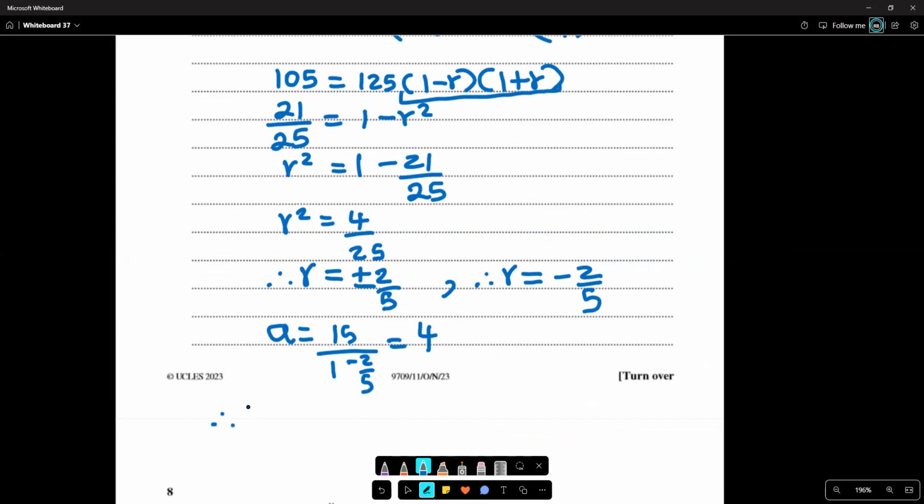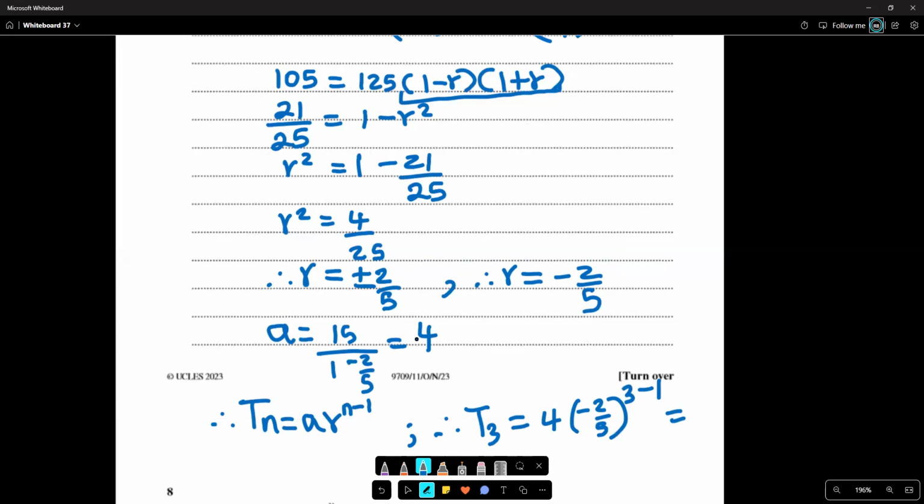Therefore, remember we know that for geometric, the Tn equals A R to the power n minus 1. Then you can say, okay, we're looking for the third term. The first term is 4, so we put 4 there. Our r is negative 2 over 5. Our n is 3 because we're looking for the third term, minus 1. What does that give us?